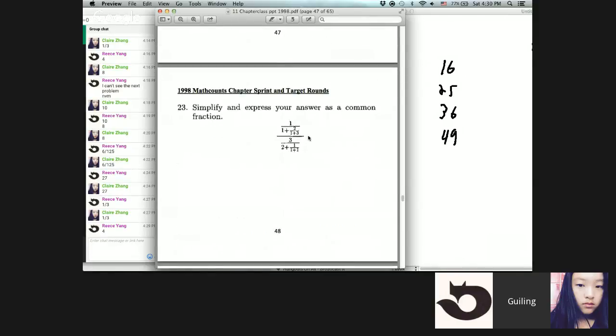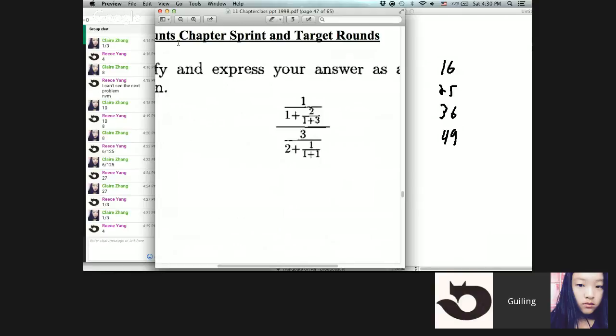Okay, simplify and express your answer as a common fraction. I'll zoom it in a little bit so you can see it better.